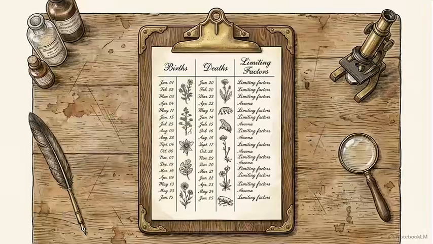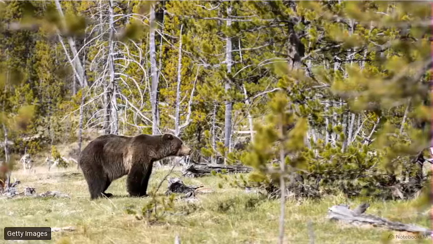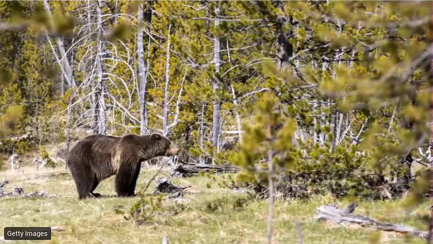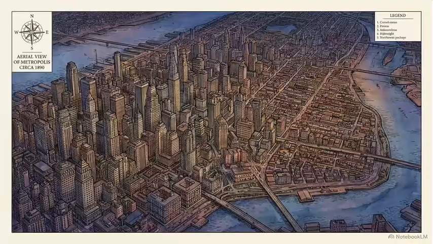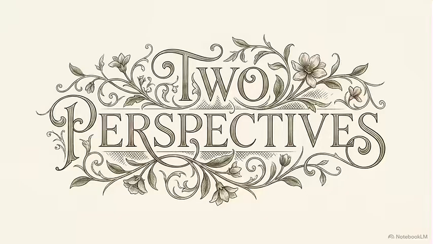Conservationists rely on this exact ecological ledger of births, deaths, and limiting factors. By analyzing these dynamics, they calculate the minimum viable population, the absolute baseline number of individuals required to save a threatened species, like the grizzly bear, from slipping below the threshold of recovery. Which leaves an uncomfortable question. What do these unbending ecological laws mean for the human population? Right now, we are in the midst of a massive demographic transition. There are two main ways to look at our trajectory.